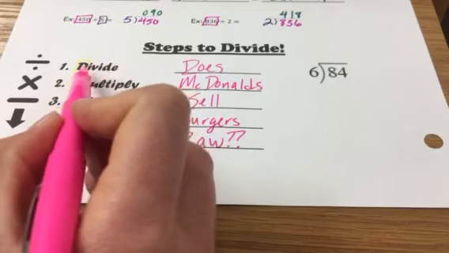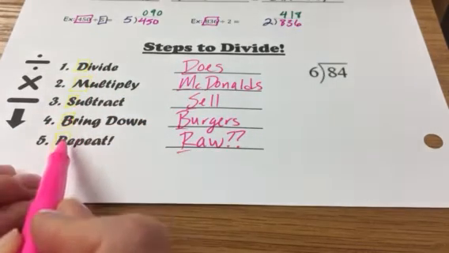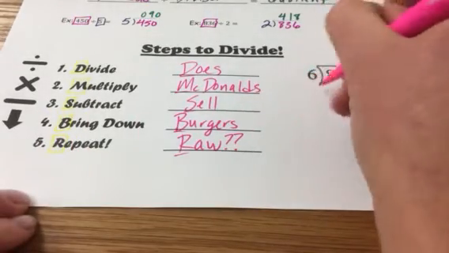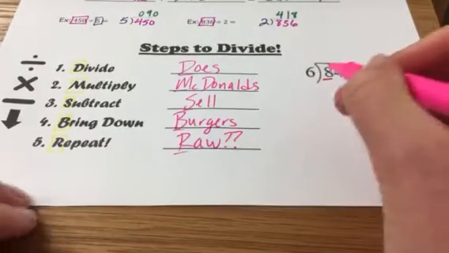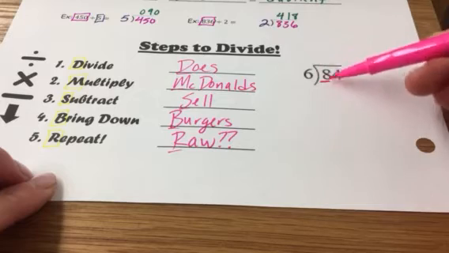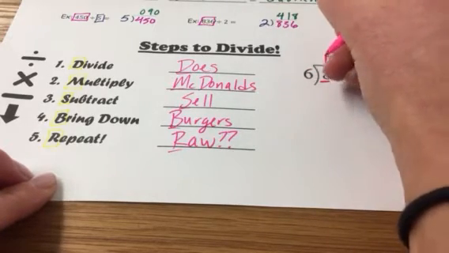DMSBR. That will help you to remember that you divide first, then multiply, then subtract, bring down, and repeat. So let's take a look at an example. When we're dividing, you need to start in your largest place value. We're going to ask ourselves, how many times does 6 go into 8? Or in other words, 8 divided by 6. Well, 6 goes into 8 one whole time.